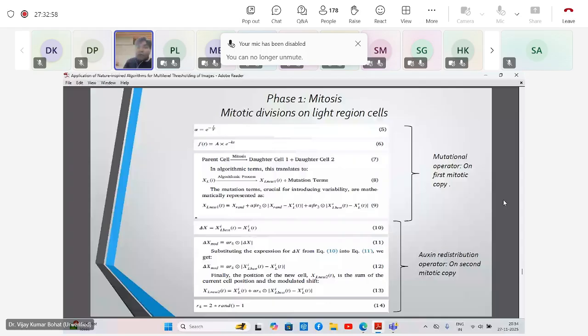So the first equation that we have introduced in this algorithm is alpha, the exponential decay. Equations 5 and 6, you can say, are an exponential decay equation. Alpha is equal to e to the power minus t by T, where small t is the current iteration and capital T is the total number of iterations. So with the lapse of time, alpha is decaying.